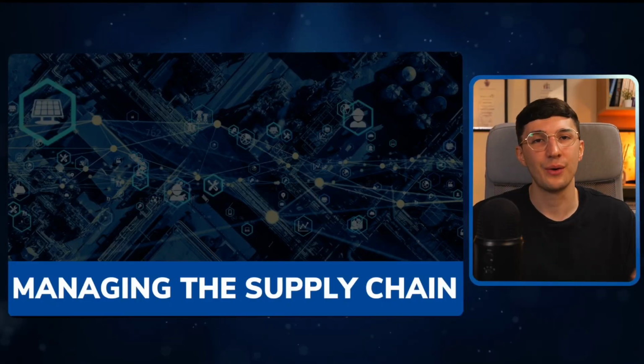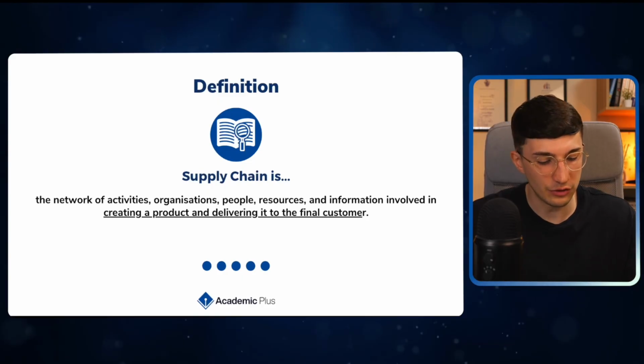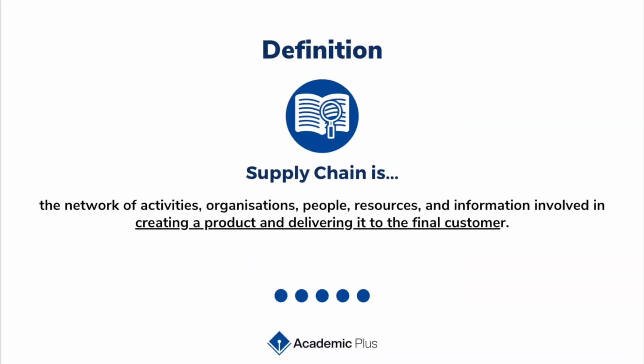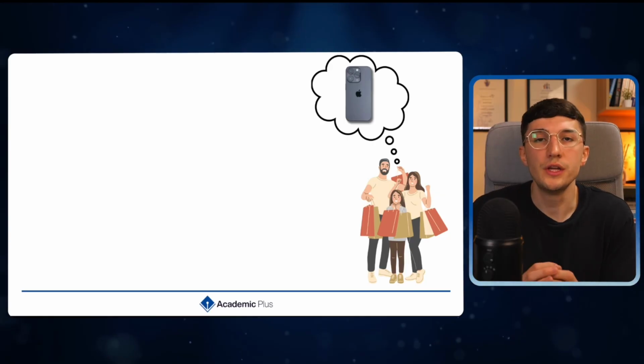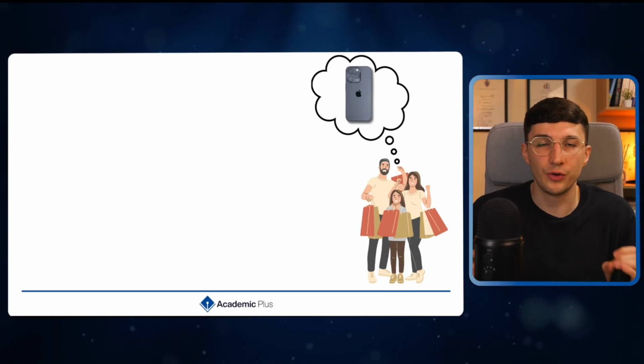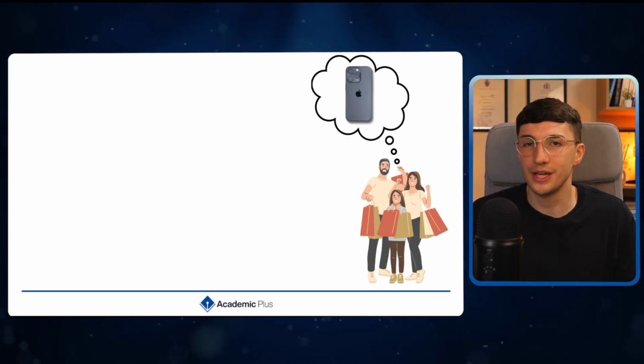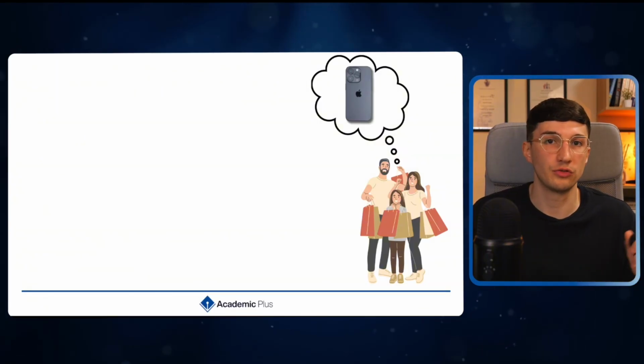And the very last thing that we need to do now in this revision video is about managing our supply chain. First of all, let's understand what we mean by the supply chain. So this is the network of activities, organizations, people, resources, and information involved, all in creating a product and helping us deliver it to the final customer. So when you think of the supply chain, you need to think of absolutely everyone involved, from getting the raw materials all the way to delivering the product to the customer.